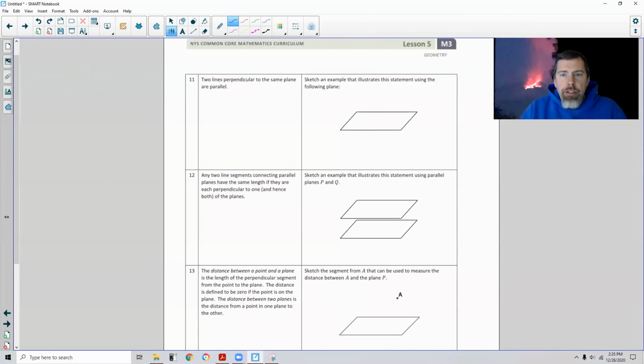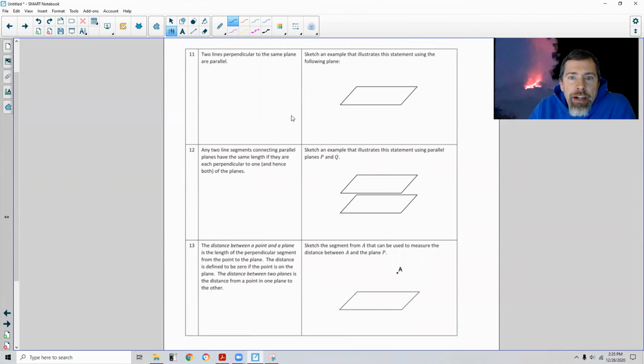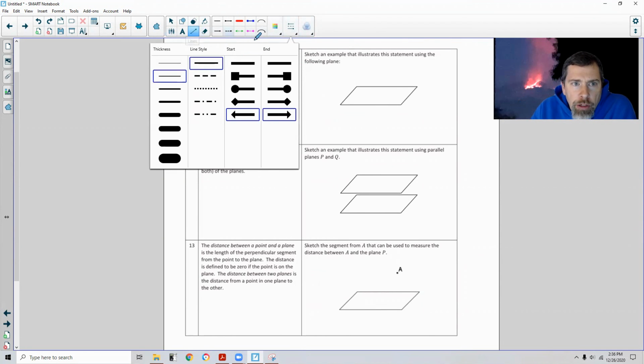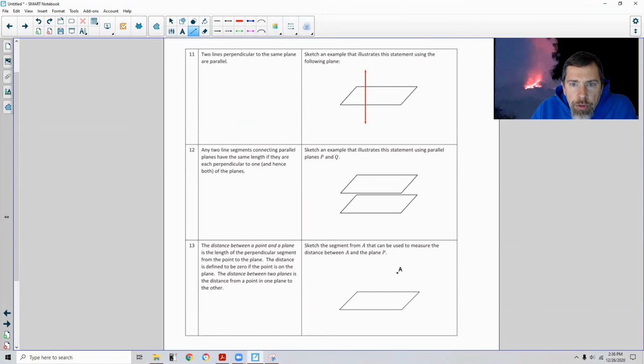Okay, page 5 brings us to number 11. Two lines perpendicular to the same plane are parallel. So now all we have to do is draw two lines perpendicular to the plane. So I'll choose red for one. So there's a line perpendicular, and then I'll choose another one, make it blue, and whoops, that one's definitely not perpendicular. Okay, there we go. Two lines perpendicular. So I want to show that they're perpendicular by drawing right angles to the plane like so.